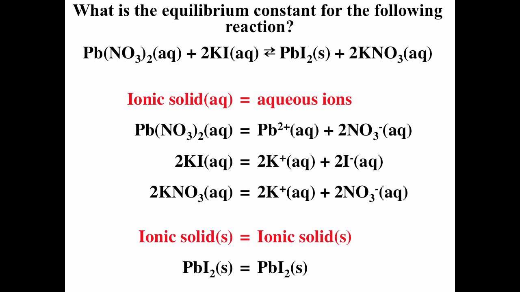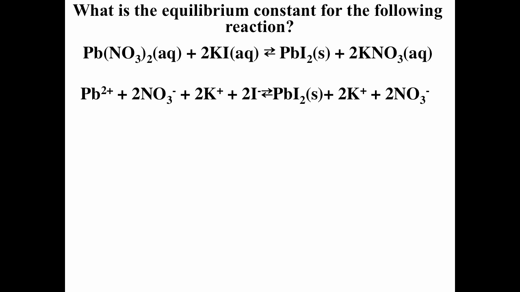Ionic solids, I cannot break apart. They stay as an ionic solid. And so if we take this reaction and substitute the ions where we can, lead nitrate again is lead ions and nitrate ions. If I have a bottle labeled 1 molar lead nitrate, I actually have a bottle with 1 molar lead ions and 2 molar nitrate ions.